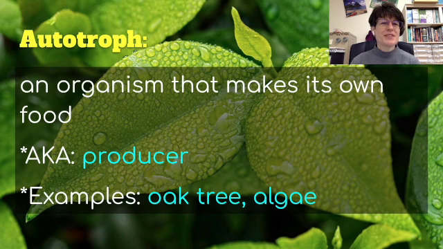Now, the first link in that are autotrophs. This is an organism that makes its own food. These are producers. They're also known as producers. And some examples are oak trees and algae. Plants, a lot of protists are autotrophs. They make energy. And I'm sure you already know this because you've talked about this since a very young age, that energy input that we constantly get comes from the sun.